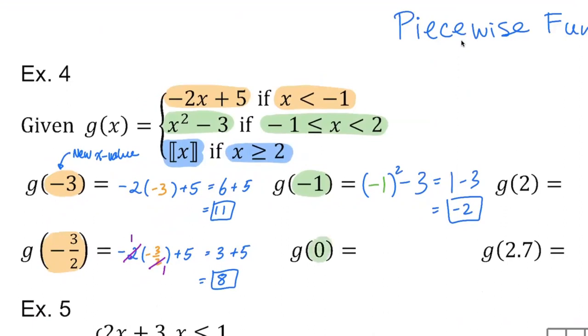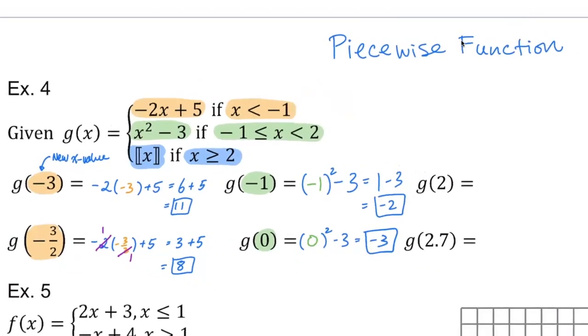It will be, again, the middle one, because 0 is right in between negative 1 and 2. So x squared, and we put in the new x value, which is 0. 0 squared is 0, minus 3 is negative 3. What about g of 2?